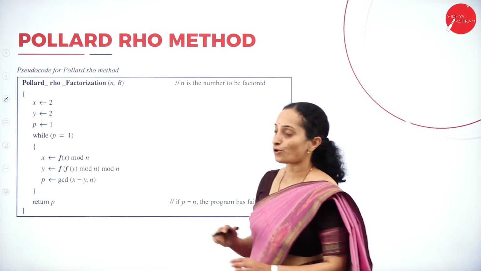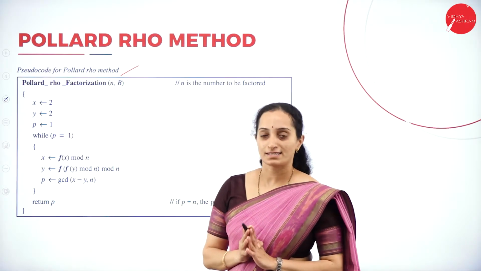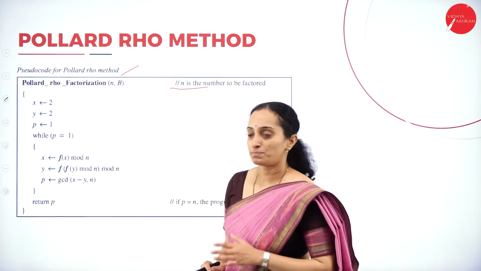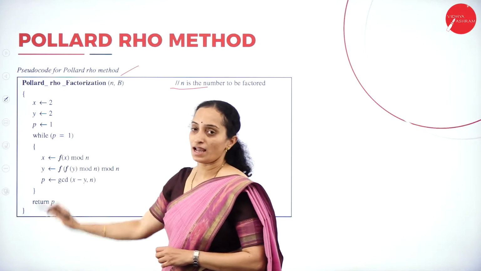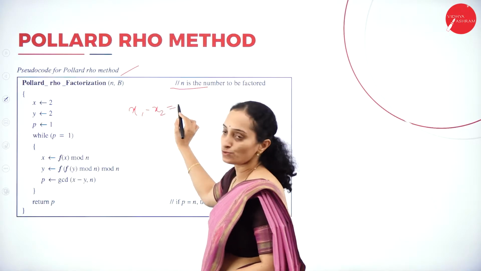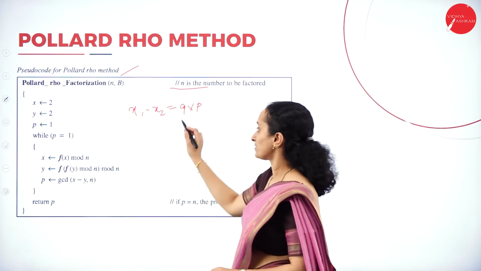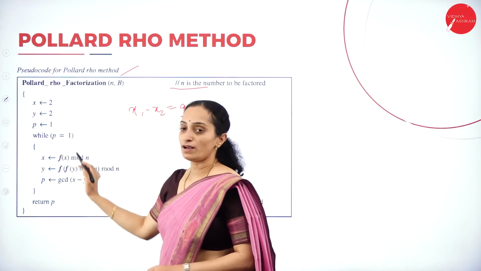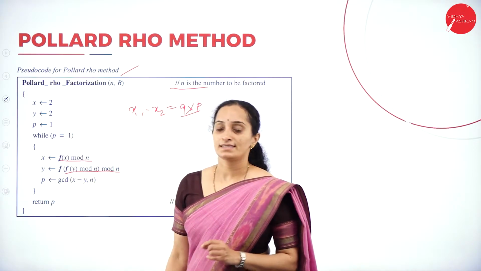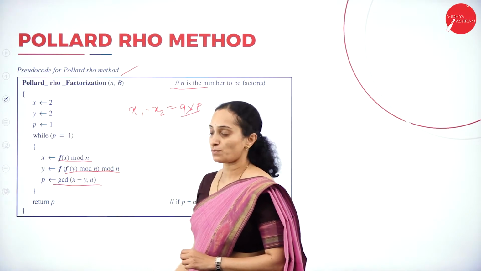Here we have a pseudocode for the Pollard rho method. We use the same parameters, that is, n is the number to factorize and b is another set of primes. The x, y and p values are used. We use the expression x1 minus x2 equals q into p. We'll calculate this expression using the p value. While p is equal to 1, we are going to execute these expressions, and we use the expression GCD of x minus y comma n.